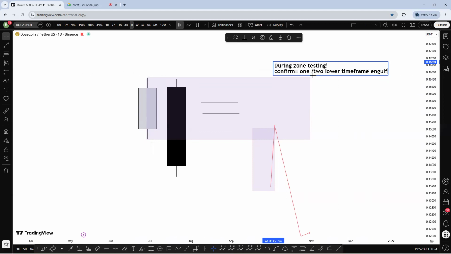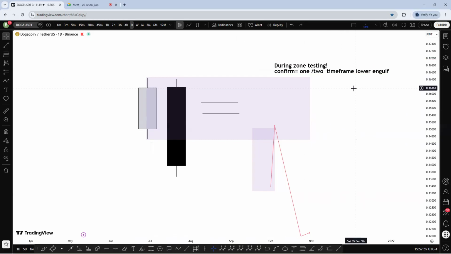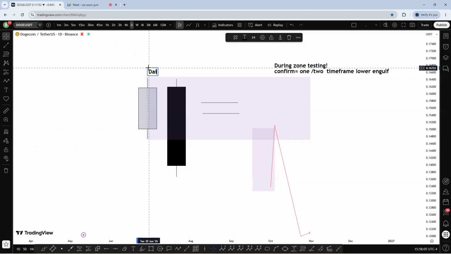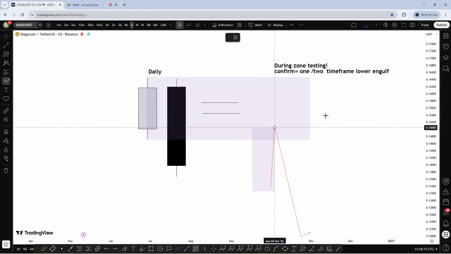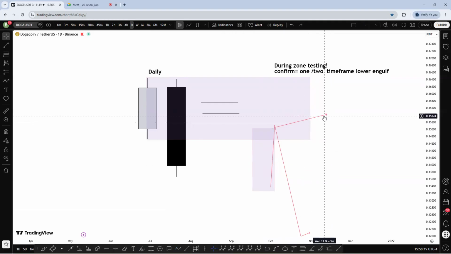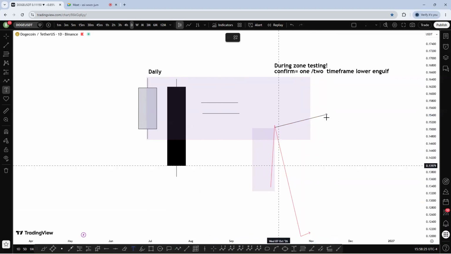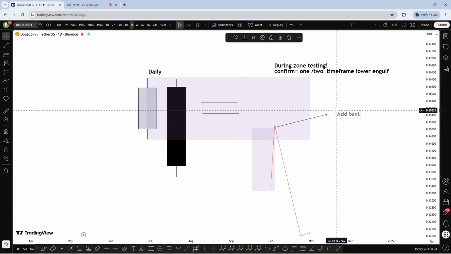This confirmation, one or two time frame lower. So if this zone is daily, and during the test, when the market is testing here, during this test, use 4 hour or 1 hour. 4 hour confirmation, 4 hour or 1 hour.